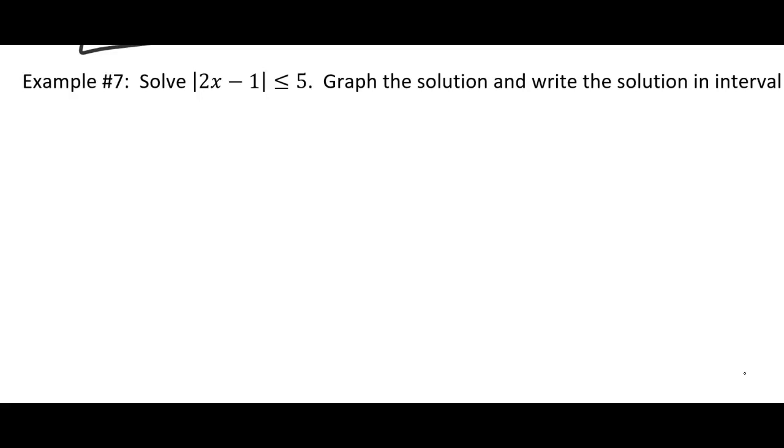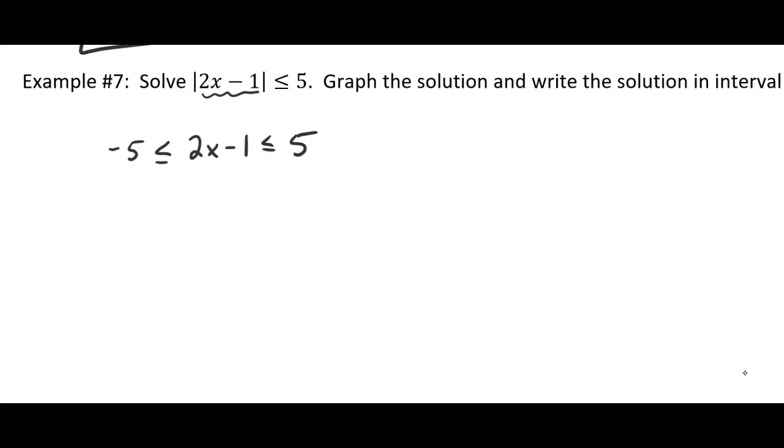So, okay. Now we have one that has a little bit more work to it, but the same concept. We have the absolute value, which, by the way, you still isolate the absolute value, and it's isolated. So we're going to take that absolute value part, 2x minus 1, and we're going to sandwich it in between -5 and +5. So 2x minus 1 has to be greater than or equal to -5, and it has to be less than or equal to 5.